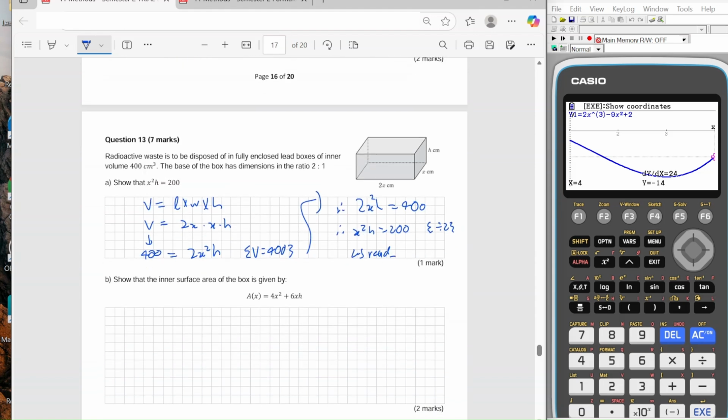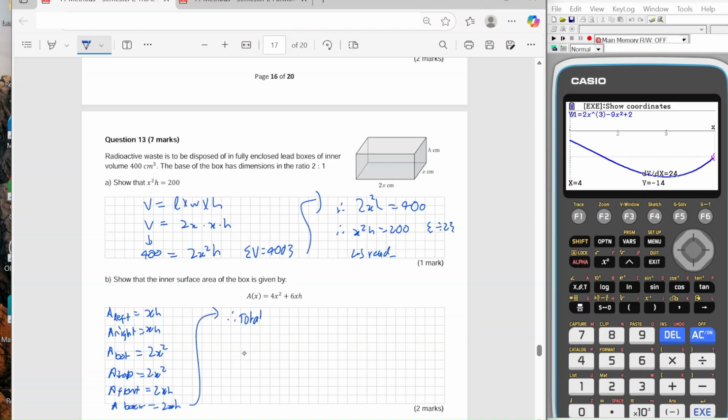Okay, so the inner surface area. So the area of the left side of the box is xh. Area of the right side of the box is xh. Area of the bottom is 2x squared. Area of the top is also 2x squared. Area of the front is 2xh. And area of the back is also 2xh.